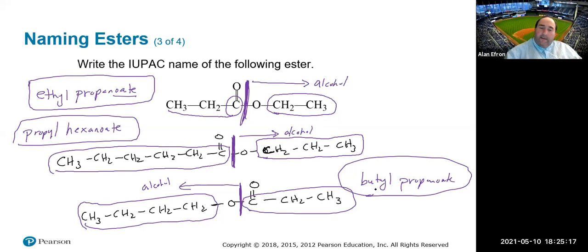So again, really important to know sort of which way is which. And if you want to keep it simple, you could do what I just did here. Draw a line between the carbon-oxygen connection, draw an arrow going away from the carbon-oxygen double bond, and that's always going to be your alcohol part going in that direction, which then by default means the other part is your carboxylic acid part. Any questions on naming esters?